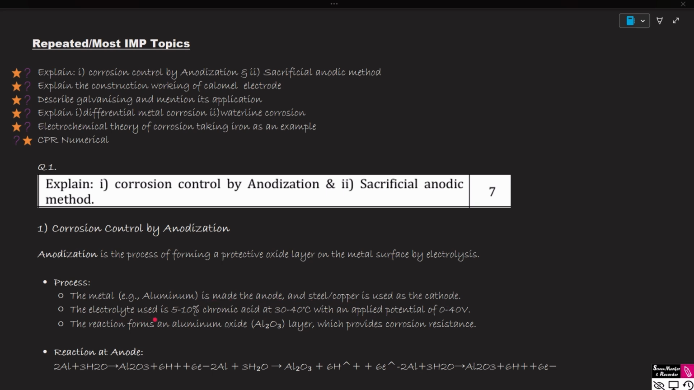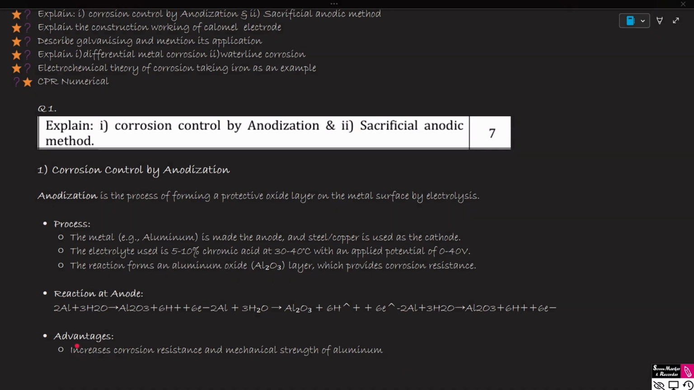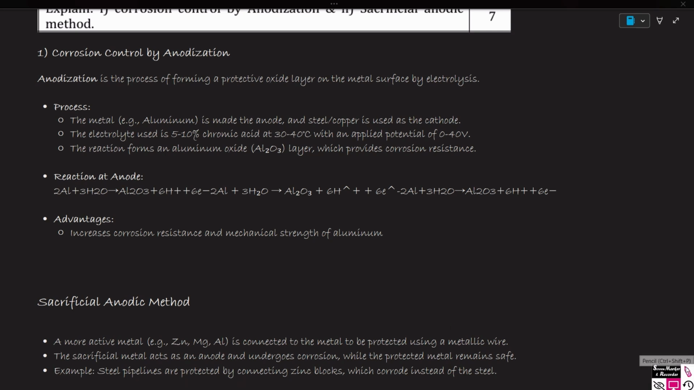The electrolyte used is 5 to 10% chromic acid at 30 to 40 degrees at applied potential of 0 to 40 volt. The reaction forms an aluminum oxide layer, which provides corrosion resistance. So basically here aluminum is made the anode and it is being protected from corrosion. This is the reaction you need to write here. Advantages: increases corrosion resistance and mechanical strength of aluminum.